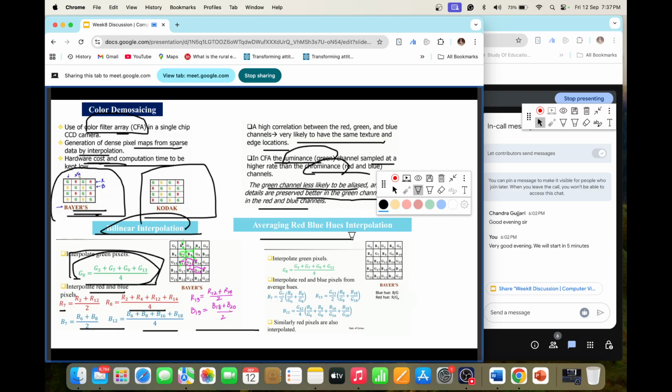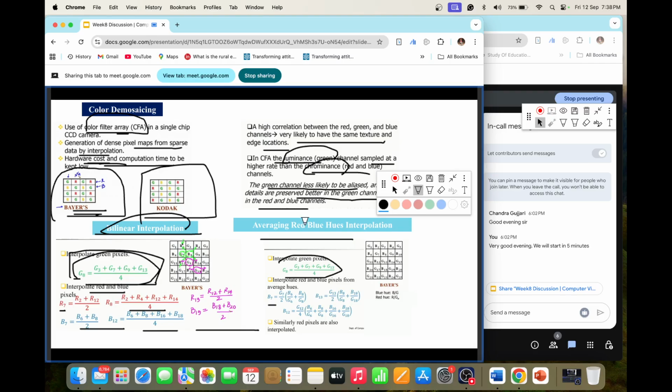Second, we have averaging red and blue hue interpolation. Here also the green pixel is calculated by the same formula as bilinear interpolation, but whenever you are calculating blue or red, how is B7 calculated? B7 here cannot be calculated directly as B6 plus B8 divided by 2.